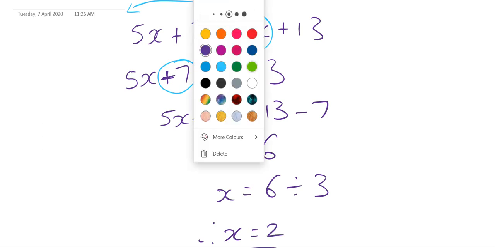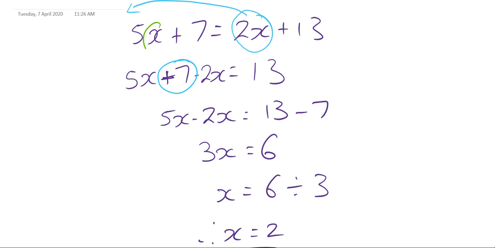Again, let's check our answer. So if we substitute in, if we put 2 into here, 5 times 2 is 10, 10 plus 7 is 17. If I put 2 into here, 2 times 2 is 4, 4 plus 13 is 17, so that means this is correct. So you can actually show as many steps as you would like to solve this, or you can only show a few steps.